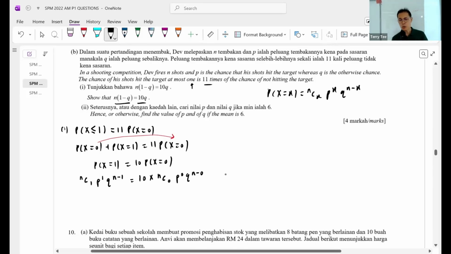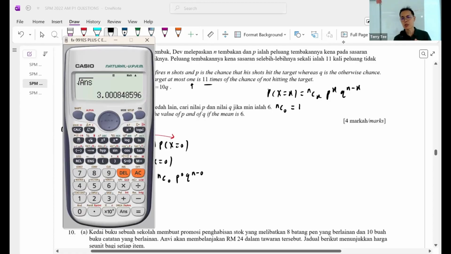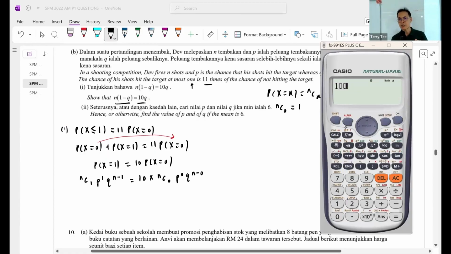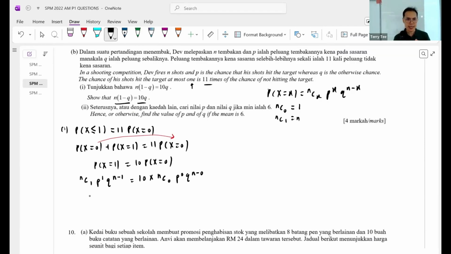Okay, I hope you all know nC0 is what? It doesn't matter, if you're not sure, use your calculator. Whatever the value of n, 100C0 is still 1. But if you see nC1, it's the same as n itself. So nC1 is n. So we're going to write this as n.